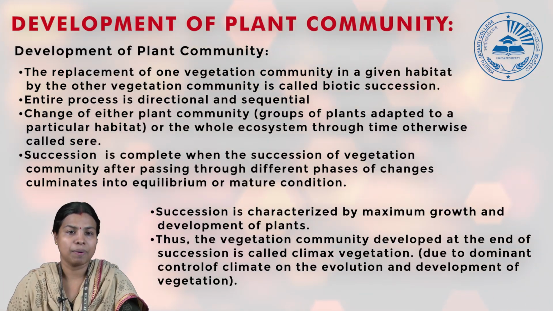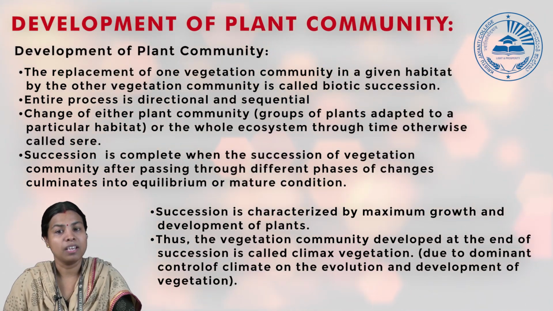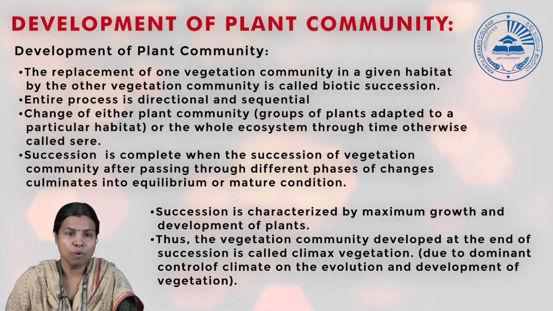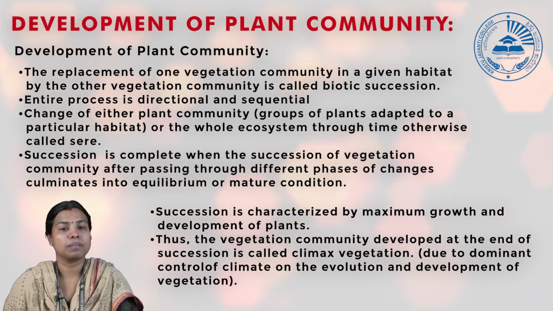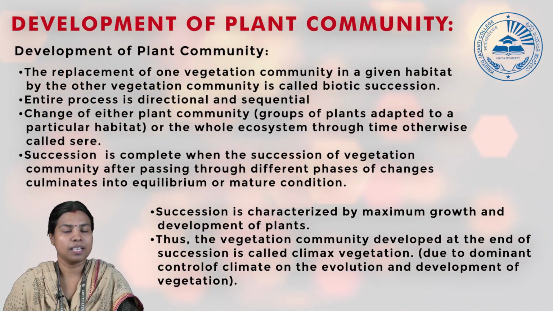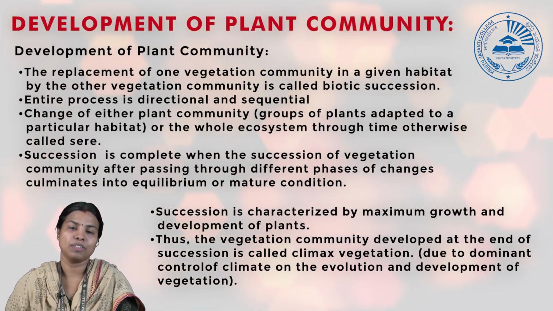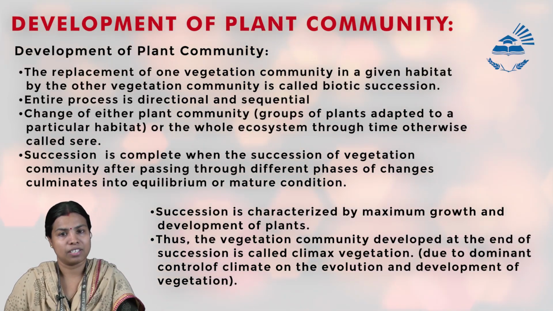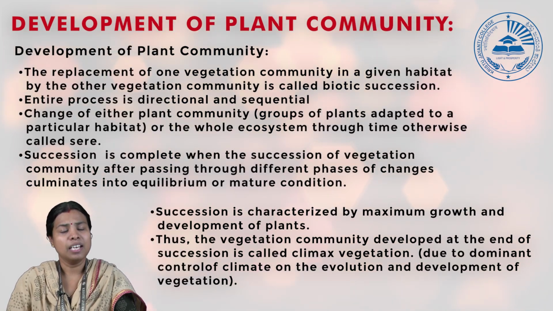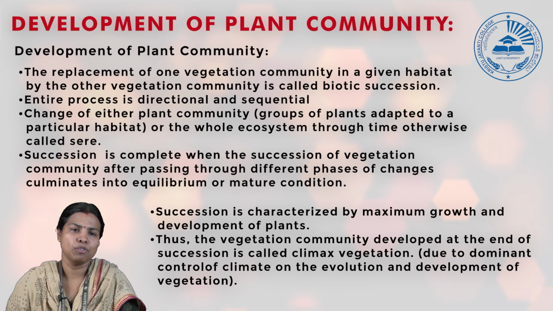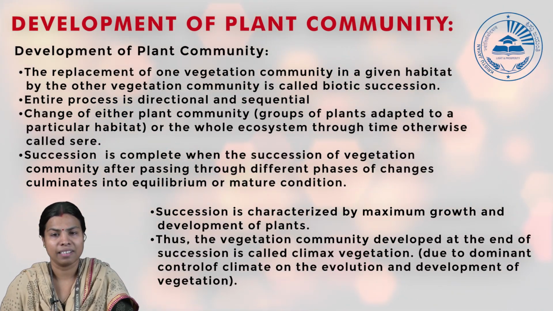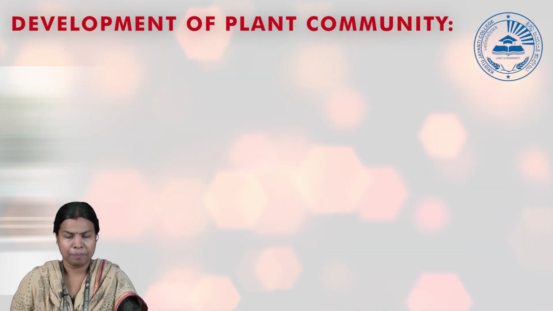Succession is characterized by maximum growth and development of plants. Once we say the succession is completely done, when you go and check the plant community, maximum growth and development of the plants will have been achieved. So the vegetation community developed at the end of the succession, we usually call it climax vegetation. After that, not much change happens. But when you check the population, it will be full of maximum growth of different forms: trees, herbs, shrubs, grasses, lianas, woody climbers and all will be there.